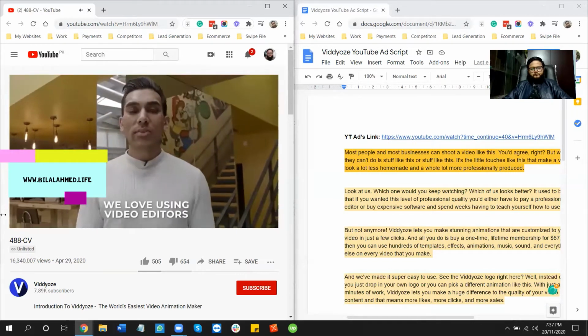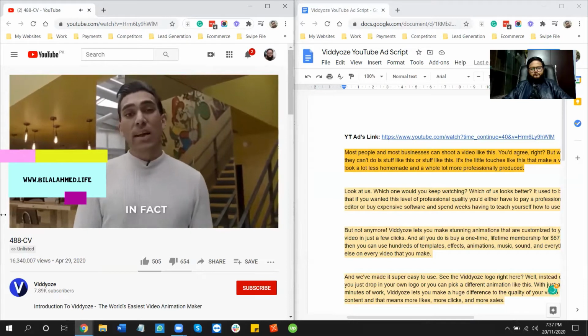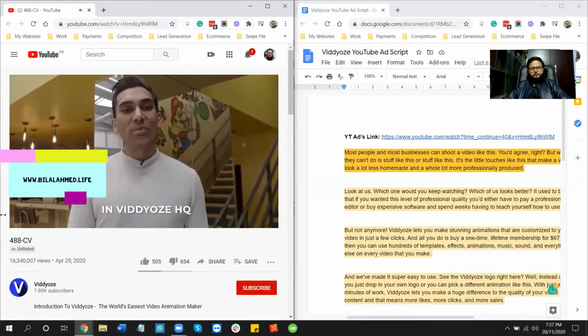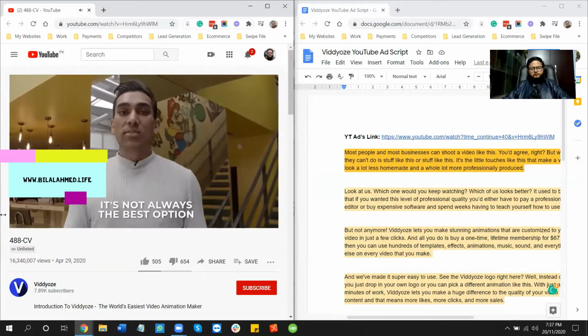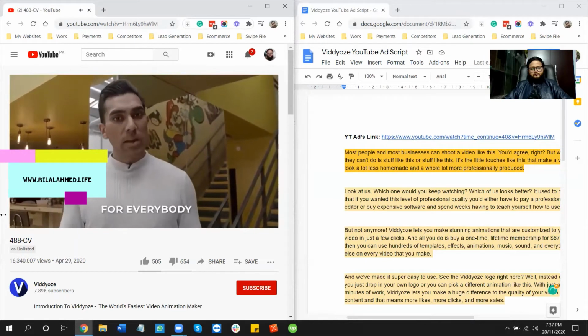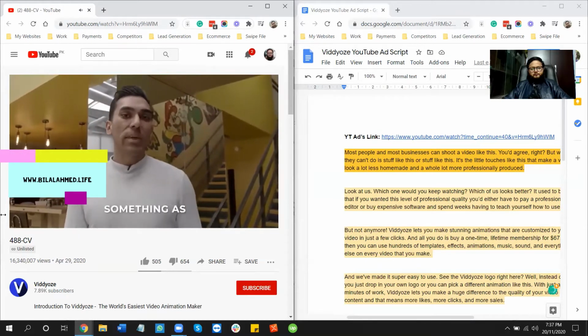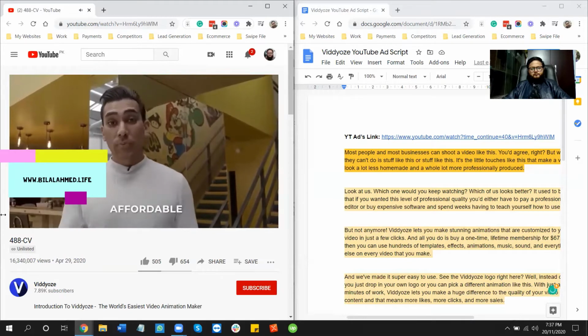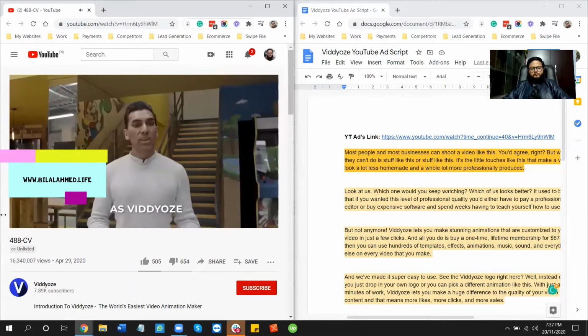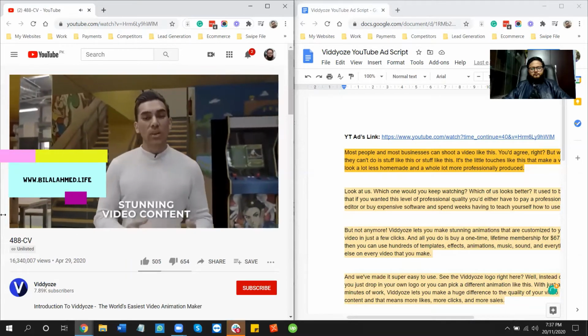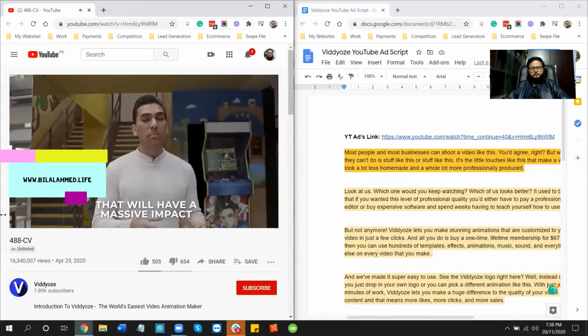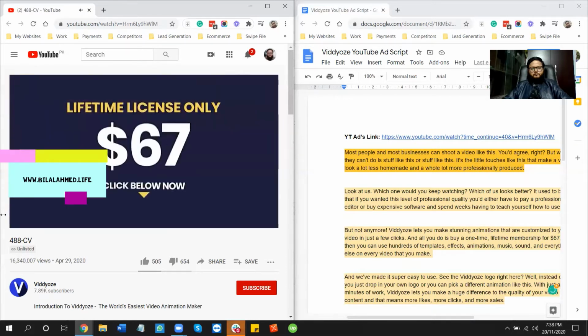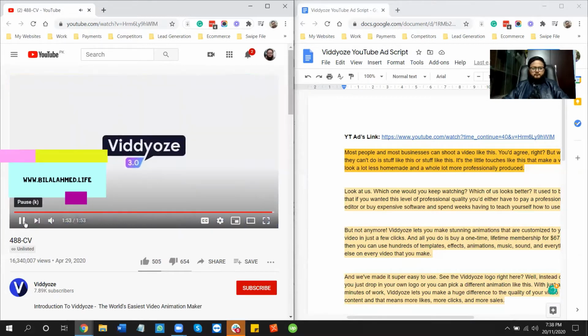Look, we love using video editors. In fact, we have a load of them working right here at Viddyoze HQ. But it's not always the best option for everybody, especially when they can use something as quick, powerful, affordable, and simple as Viddyoze to create stunning video content that will have a massive impact on their audience. Click here, buy a lifetime license for just $67, and make your audience remember your videos.